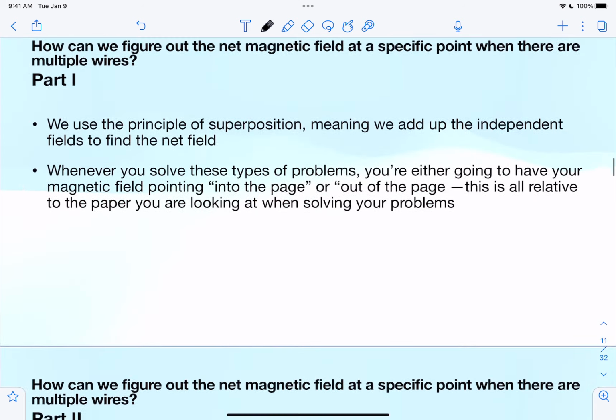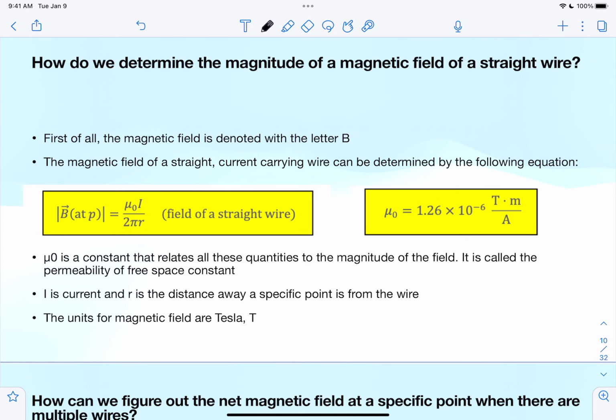how do we determine the magnitude of the magnetic field of a straight wire, right? We figured out the directions. Now we want to figure out the actual magnitude, the value of the magnetic field strength. Magnetic field is denoted with the letter B. We denoted electric field as E, and now we denote magnetic field as B. The magnetic field of a straight current carrying wire can be determined by the following equation, and here's the constant for that equation as well.